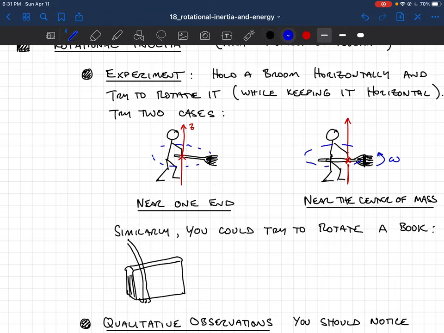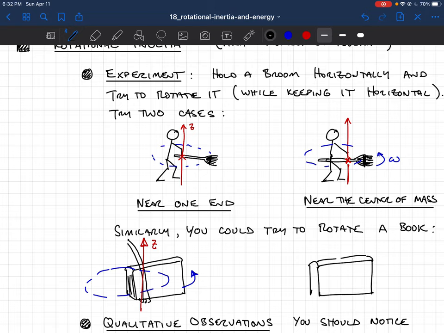Again, try and rotate it in a circle so that the book remains horizontal. So you're going to try and rotate the book like that, and you could do that just by rotating your wrist, right? Try and make that book rotate. It will look like it's going to rotate about this vertical Z axis. So you're rotating the book around that. And then you could change the rotation in the same way that we did for the broom by holding it in a different spot.